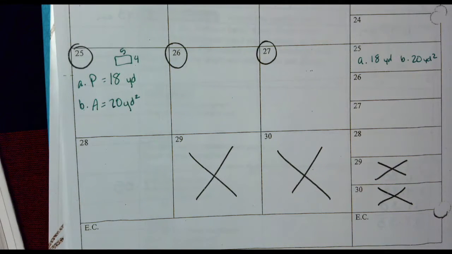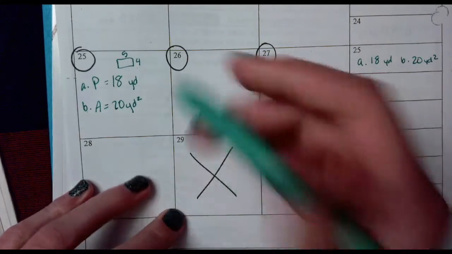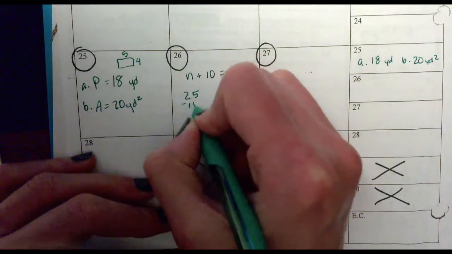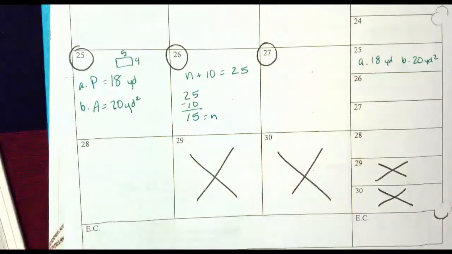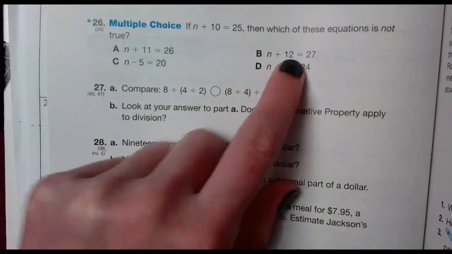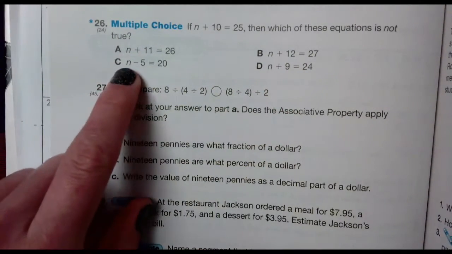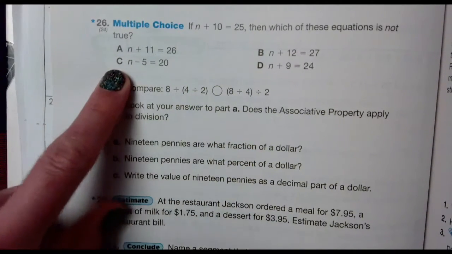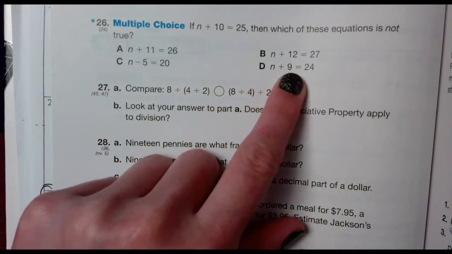26 then says n plus 10 equals 25. Which of these equations is not true? Well, if n plus 10 equals 25, then subtract to get n. 25 minus 10, 15 equals n. So now let's see. Is 15 plus n 26? Yes. Is 15 plus 12 27? Yep. Is n minus 5 20? Is 15 minus 5 20? No, 15 minus 5 is 10. So C isn't right. Is 15 plus 9 24? Yep. So it's got to be C is not right.